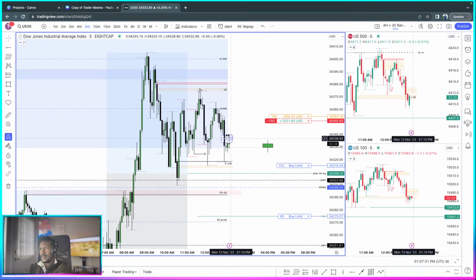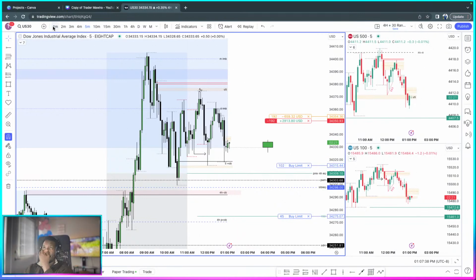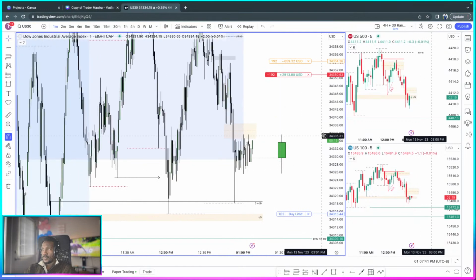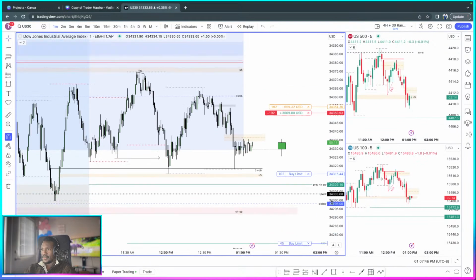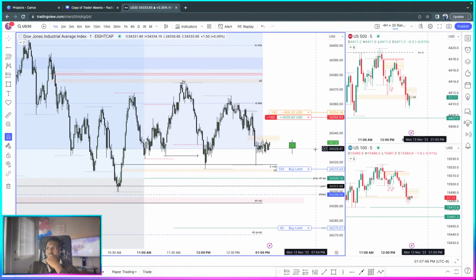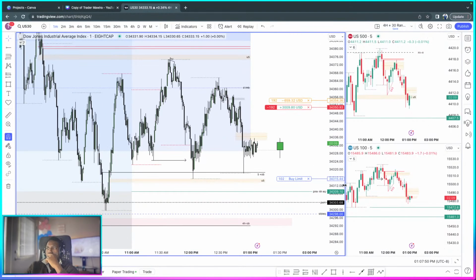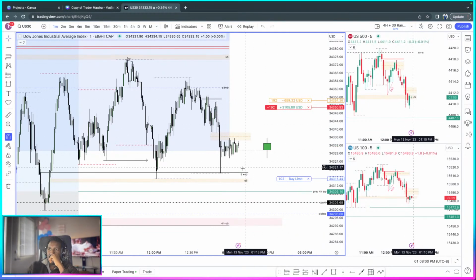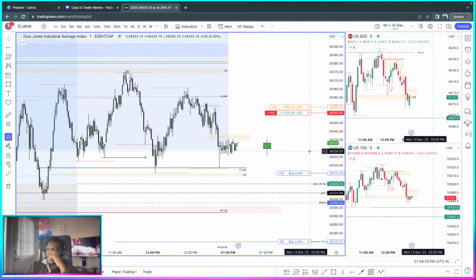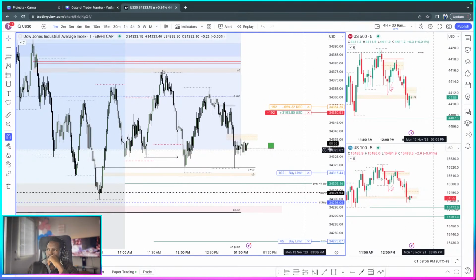Anybody who took a short early, this move up can see you going home. But I'm still insisting for a move to the downside. And I did say 1 p.m., they can manipulate to the downside. Very likely that will just stay within the high to this low until we close, but let's see how that goes.